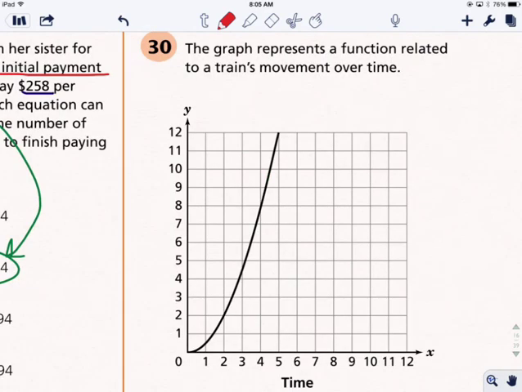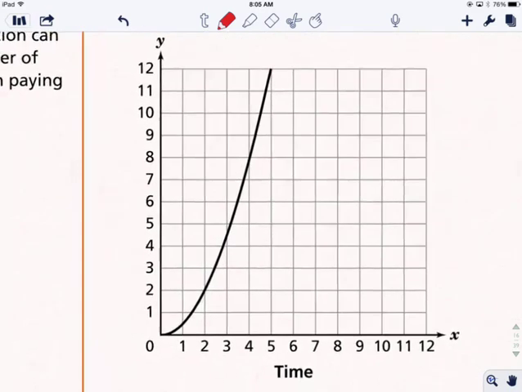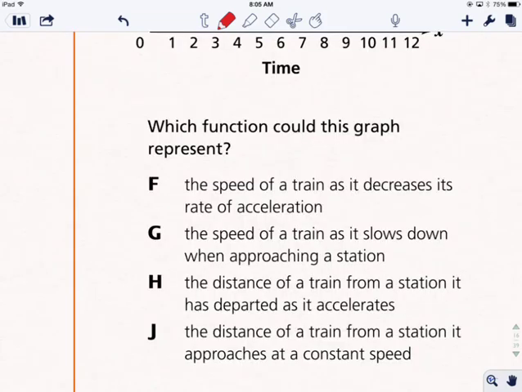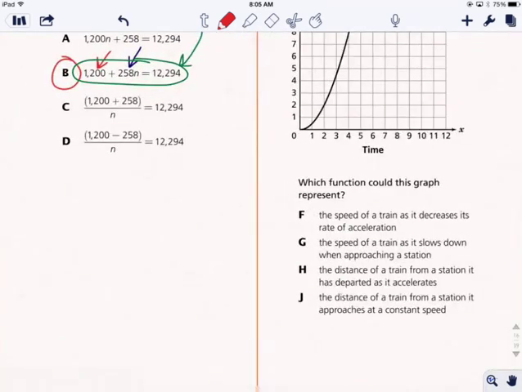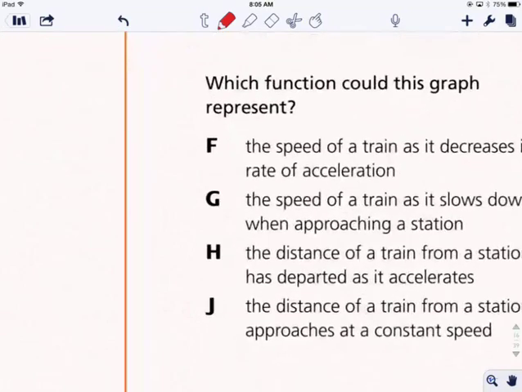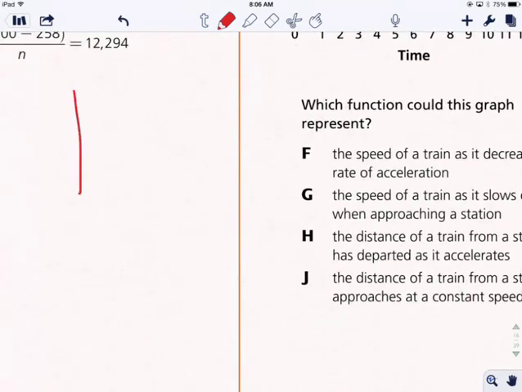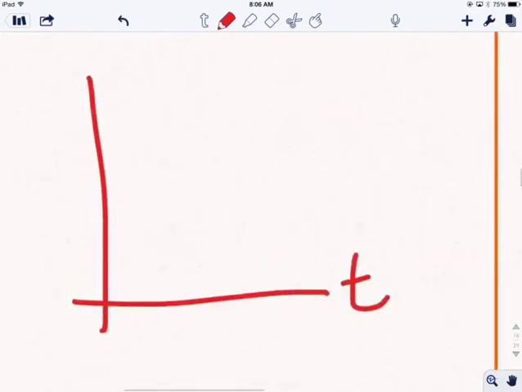Number 30. So we are given a graph that represents some aspect of the motion of a train over time, and we have 4 different possible things that this graph could represent. Okay. Now, let's try to graph what each of these would look like. So if we were to graph the speed of a train as it decreases its rate of acceleration, so speed over time, let's see what that looks like for this.